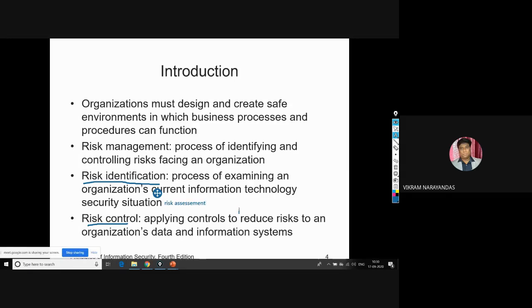Next, coming to risk control. What is a risk control? It's a process of applying controls to reduce the risk. So what type of controls are you applying? Whether you're applying firewalls for your organization, maybe physical or logical. Whether you're applying some IDS, intrusion detection systems, proxies, DMZs. So what type of controls are you applying for your organization to reduce the risk to your organization's data and information systems.